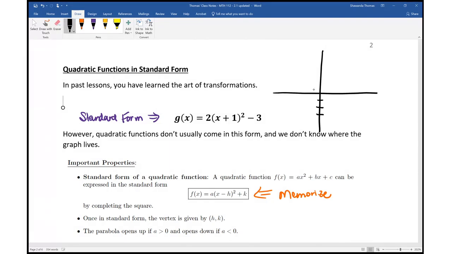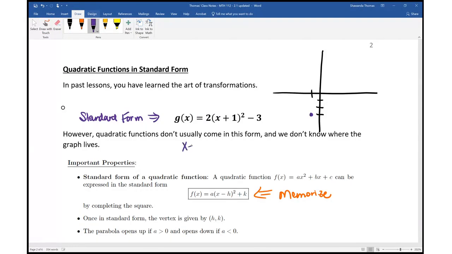We have a horizontal shift to the left. So we know our vertex is going to be right there, right? And we know there's going to be a parabola, and we know that it is going to be a vertical stretch because of this 2 in the front. So it's going to be a little skinnier than normal. All right. And it also can help us figure out what the intercepts are.